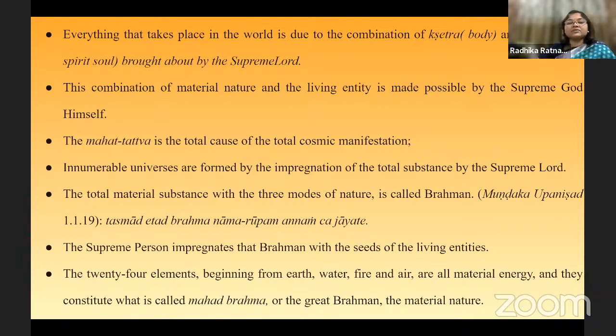From Garbhodakashayi Vishnu, from his navel, Brahma will arise, and he will create all the 84 lakh species. And in each and every species, again, the soul is imparted by Kshirodakashayi Vishnu. So the 24 elements beginning from earth, water, fire, air, and all the material energies constitute what is called the Mahat Brahma, or the greater Brahman, the material nature.